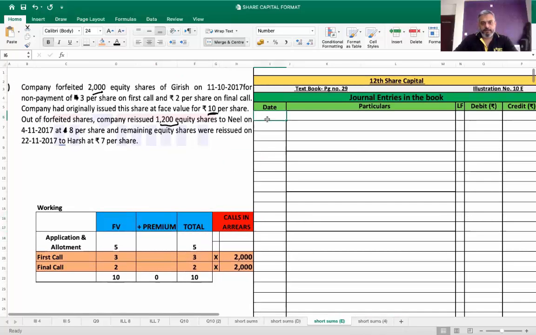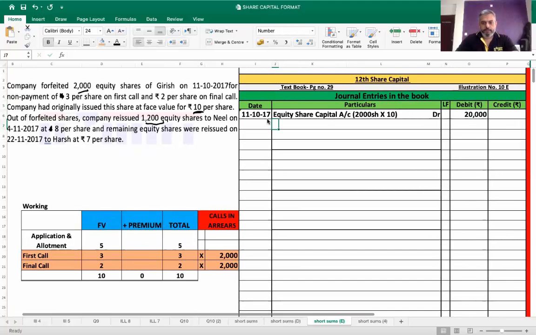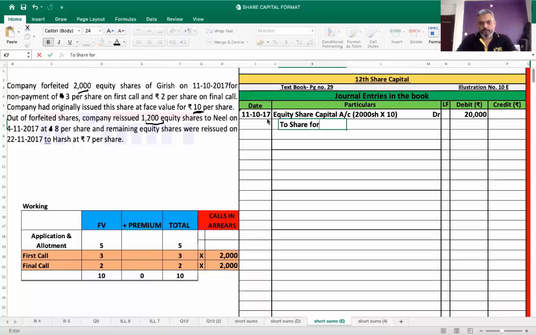Now, let's start the entry for forfeiture. 11/10/2017. Equity share capital account, in the bracket 2000 shares into 10 per share. That comes to 20,000. No premium, so no problem. To share forfeiture account.